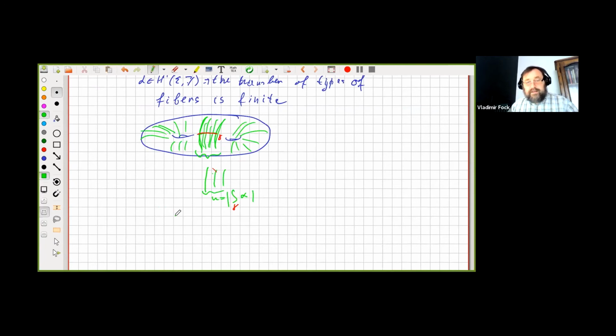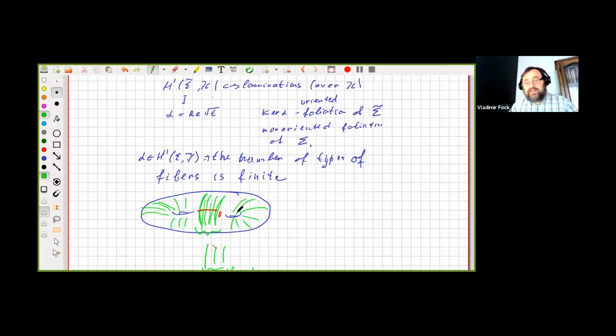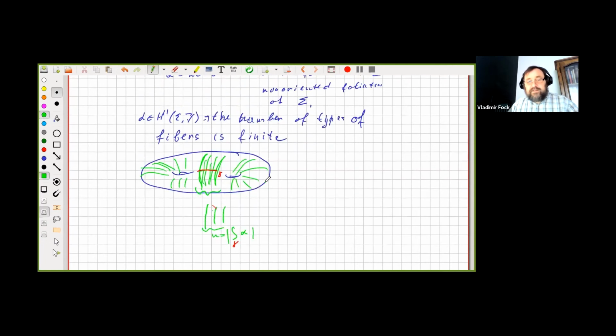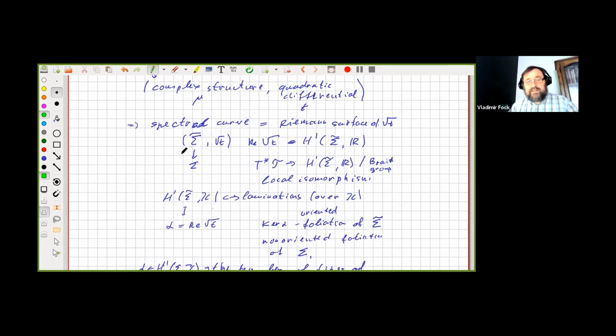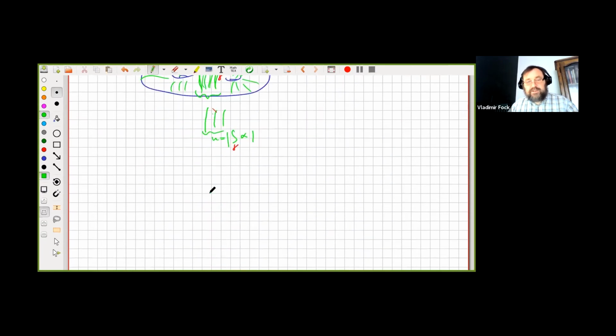So this is a way how you can construct a lamination from a quadratic differential. This is the standard way. For example, there is plenty of activity around that when you compute the volume of lamination space and all this business. So, well, this is one part of the story.